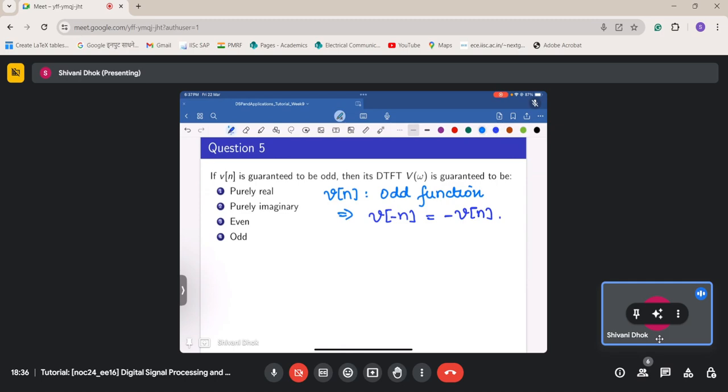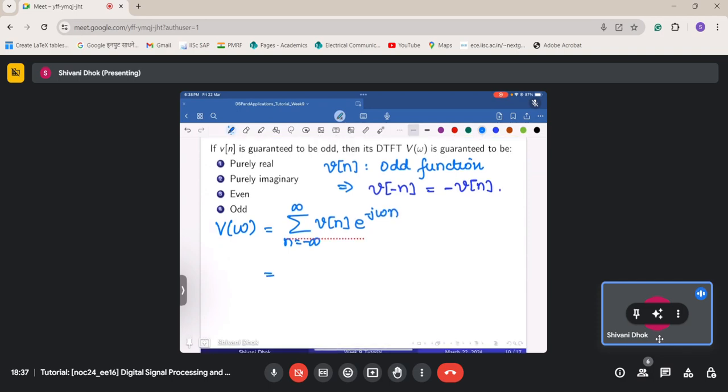So now let us find out. And one more thing that we'll consider is this. Let's say this v of n is any function that ranges from minus infinity to infinity. Let's not restrict ourselves to a window function. Then this v of omega will be equal to summation n running from minus infinity to infinity v of n into e power minus j omega n.